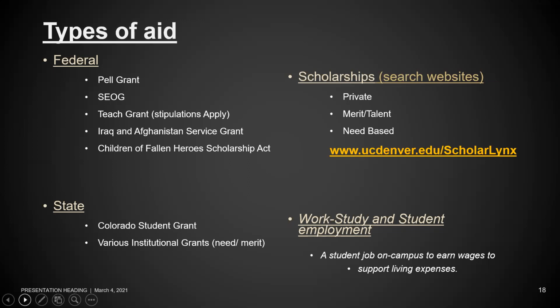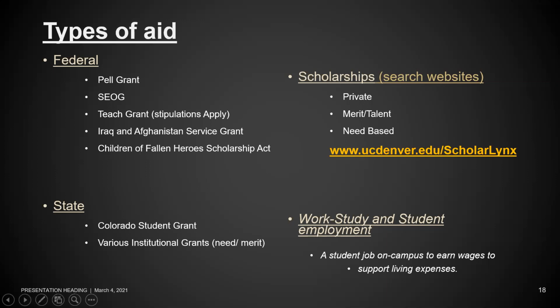The FAFSA also helps the schools to determine whether a student can get state aid or institutional aid, which is money that's awarded by the colleges. Some scholarships will require a copy of the student aid report, which is the results from the FAFSA application, to help determine eligibility for the scholarships. And that could be for private-based scholarships, scholarships offered by the schools, scholarships based on merit or talent, or simply need-based scholarships.